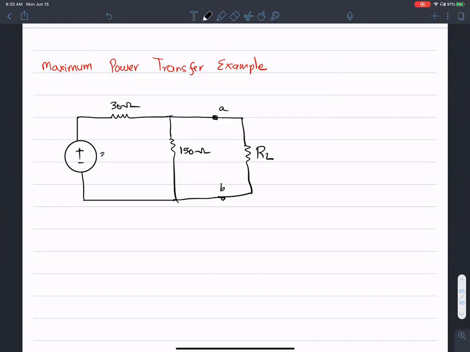This is a 360 volt source. So there are two questions in this problem. Find the value of RL so that this results in maximum power being transferred to RL. So that's the first question. And the second question is, what is that maximum power?